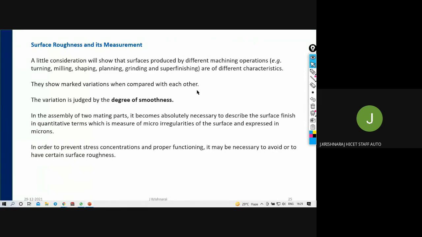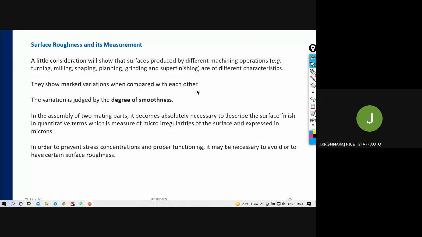Surface roughness is the degree of smoothness of a surface. If you are producing components in different materials like cast iron, aluminium, brass, bronze, the surfaces of the particular component will differ. Cast iron will have roughened surfaces, but brass or bronze will have more smoothened surfaces.